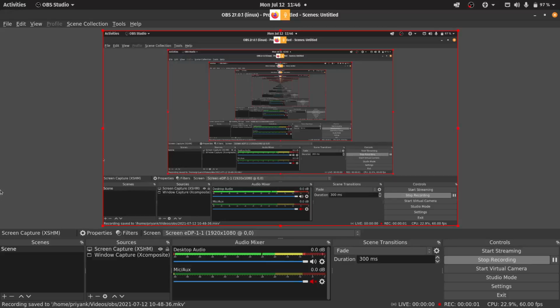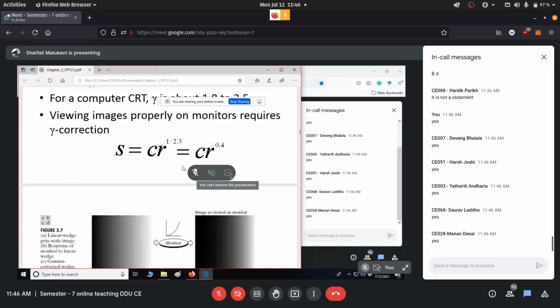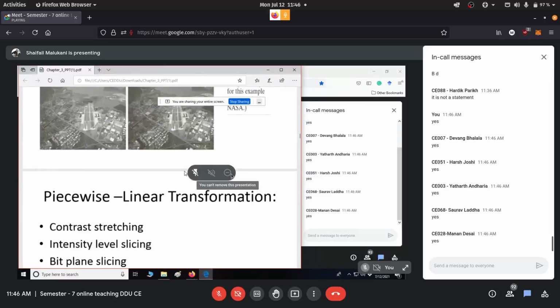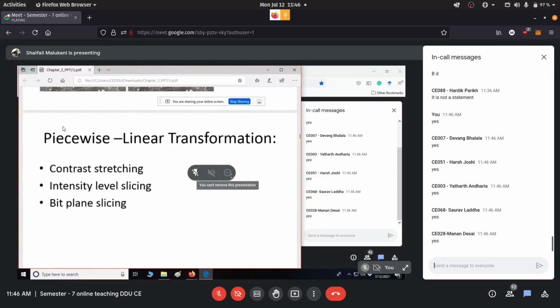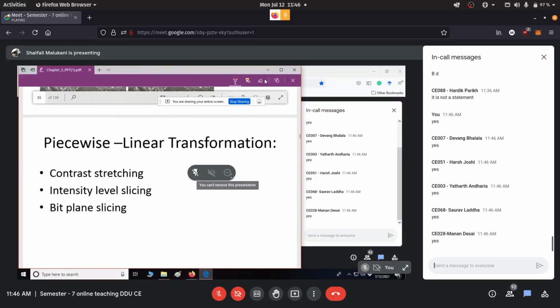Operation intensity transformation we have studied, right? In the laboratory this week, we are going to implement them. We completed gamma correction last time. Now today we will start with some other transformations. One of them is piecewise linear transformation.